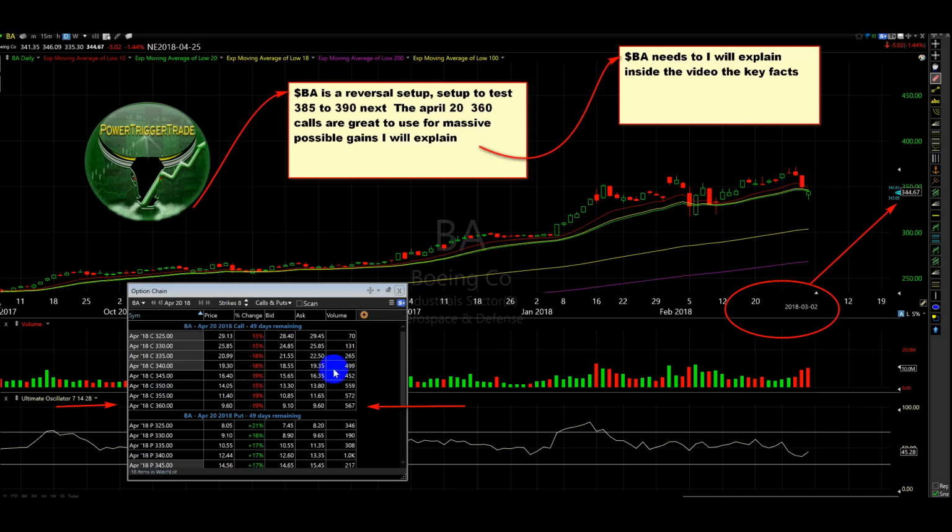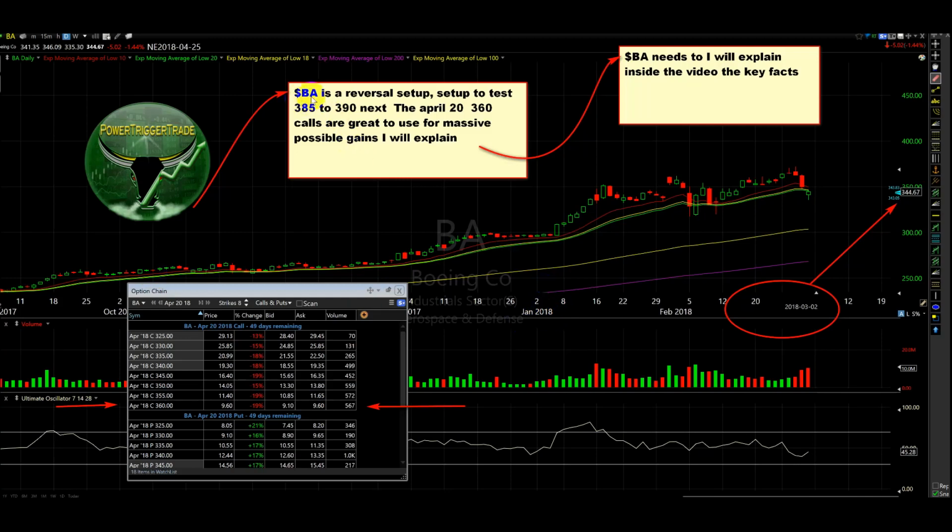Anyways, people, what I'm suggesting is the April 20th 360 calls. Yeah, they're expensive, but this stock, I tell you, you double your money in large option stocks, you're making great dollar bills. Instead of buying more options, you buy less, but you can hold it more. This is why I suggest these expensive options. This stock here, BA, it pays the money, man. This is a wonderful company. I made so many great winning trades in BA.